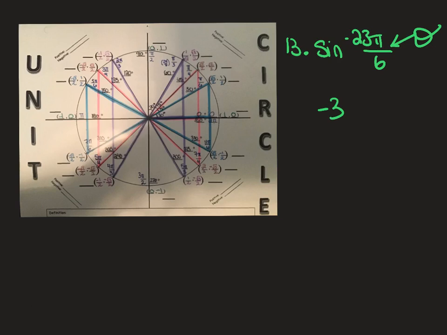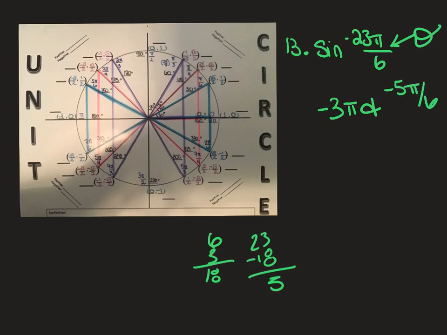So 6 times 3 is 18, and then 23 minus 18 means I have a remainder of 5. So I have negative 3 whole pies and negative 5 pi over 6s. So I've converted this improper fraction into a mixed number down here. So that says negative. I have to go down. So I'm going to go negative 1 pi, negative 2 pi, negative 3 pi. I have to go negative 5 pi over 6.